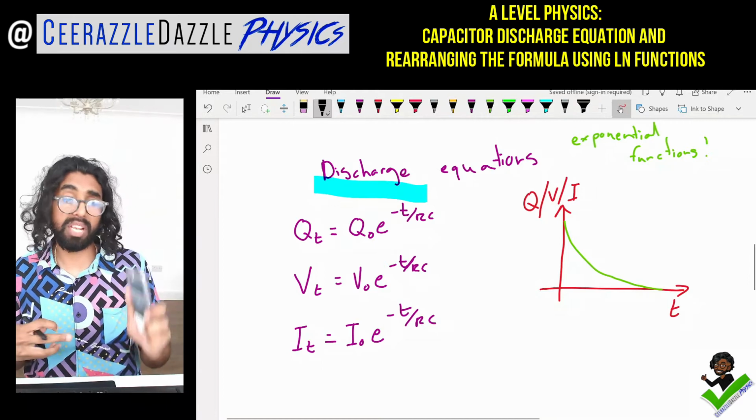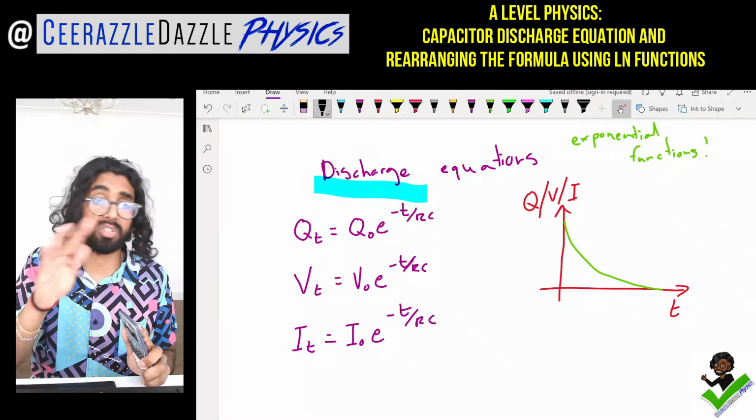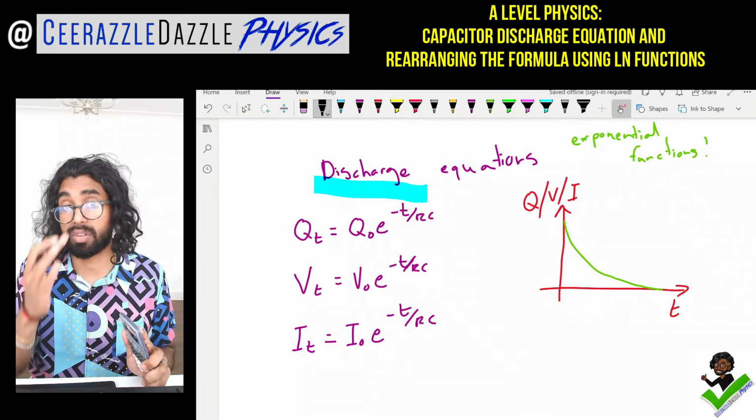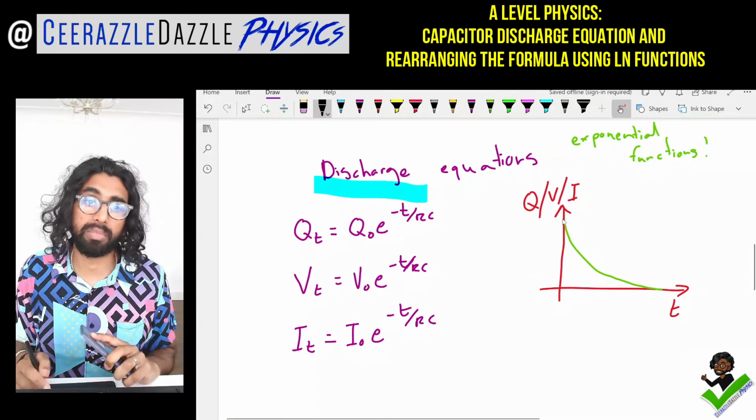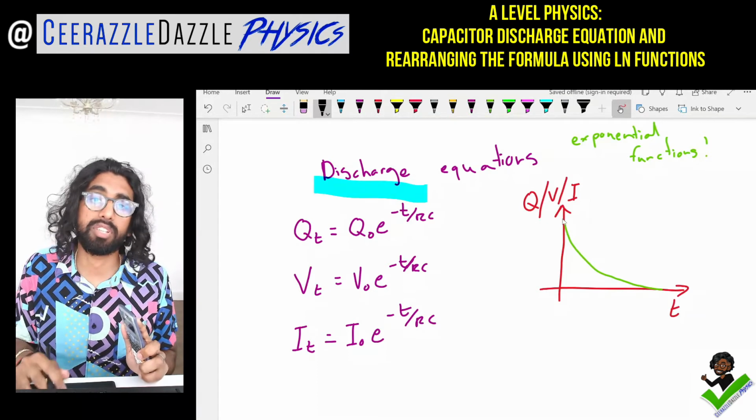Make sure you're familiar with them because you might sometimes be using the charge, sometimes the voltage, sometimes the current. And look guys, we have that graph here, they're all the same for discharging.